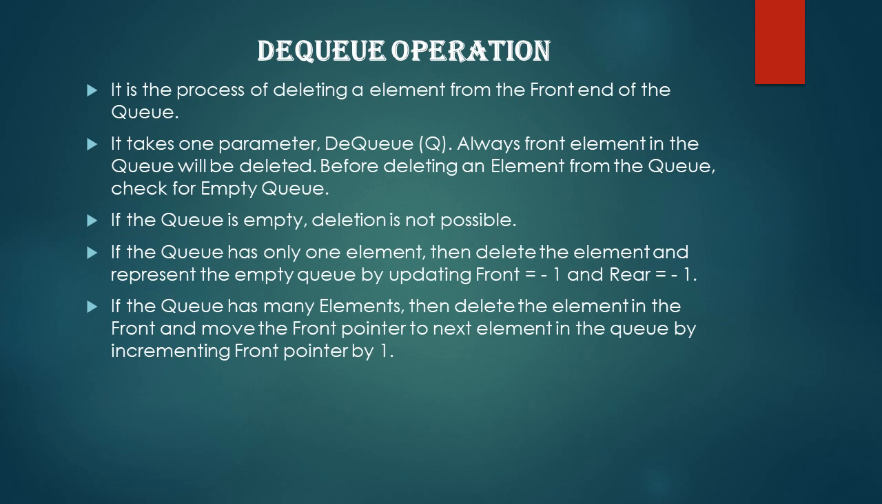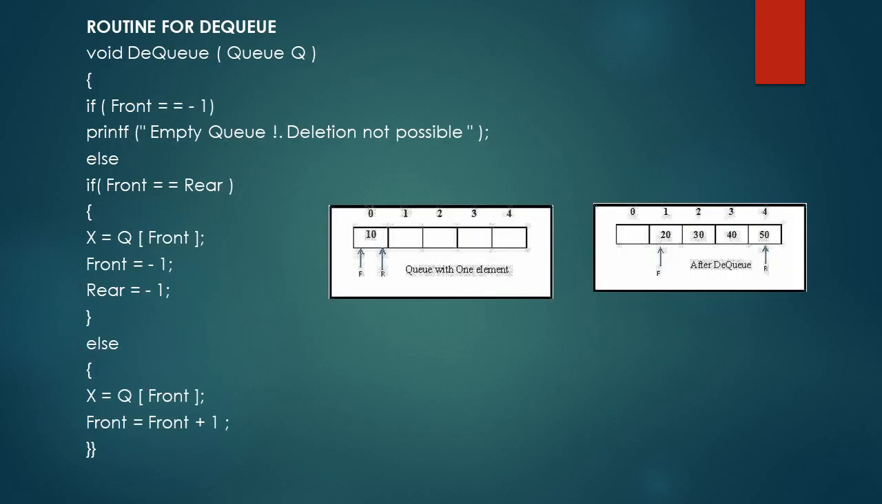If the queue has only one element, then delete the element and represent the empty queue by updating front equal to -1 and rear equal to -1. If the queue has many elements, then delete the element at the front and move the front pointer to the next element in the queue by incrementing the front pointer by 1.